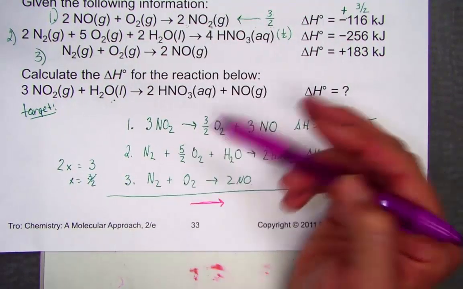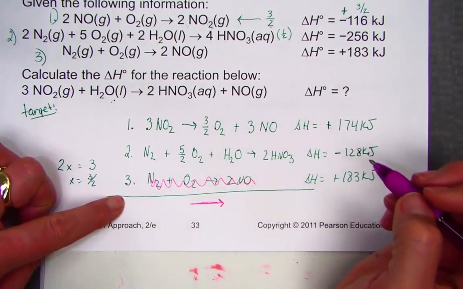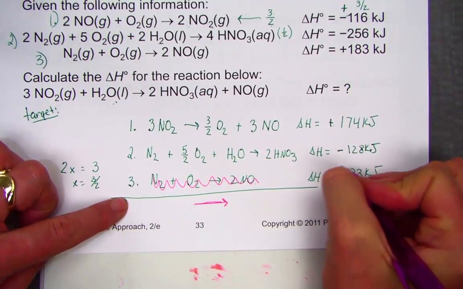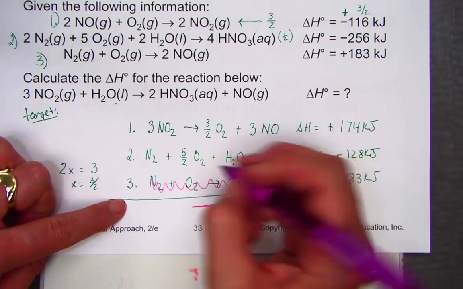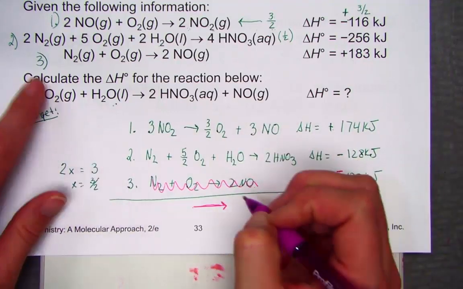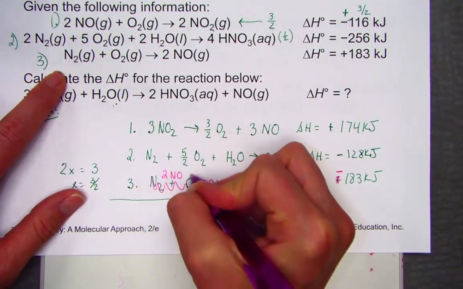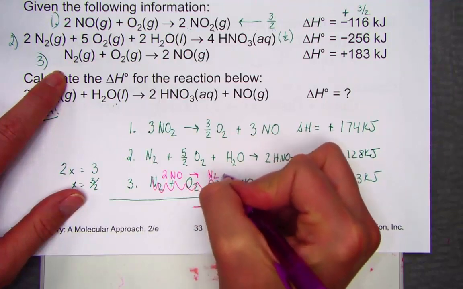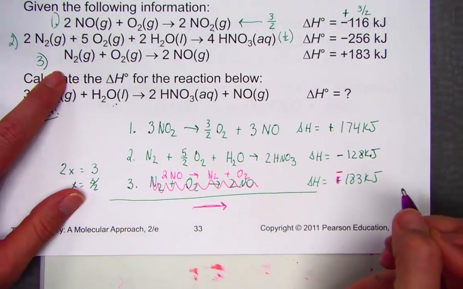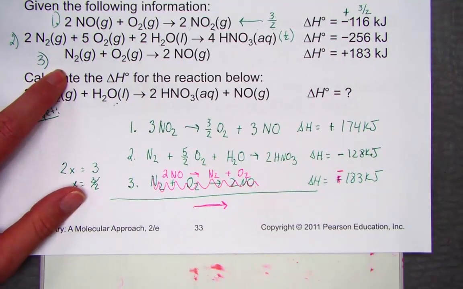That doesn't make sense. I think I need to go back to the drawing board and flip the direction of the third. And if I flip it, I got to change the sign. Back the bus up. Let's rewrite the third equation in the opposite direction. I bet magic happens. 2 NOs yields N2 plus O2. Now I'm seeing it. All right, new color. Here's what we've got going.